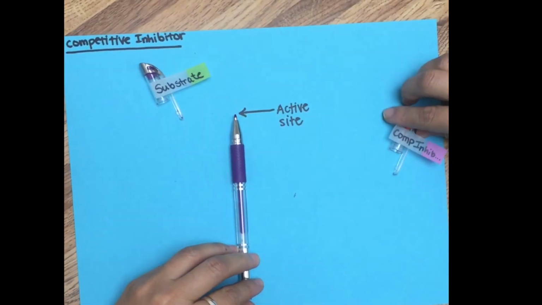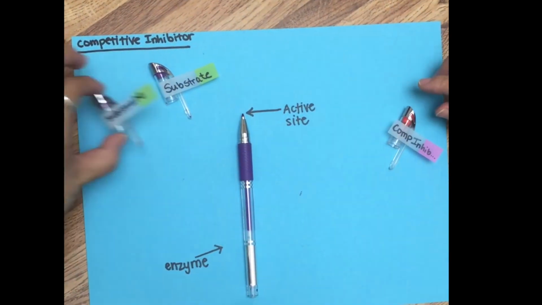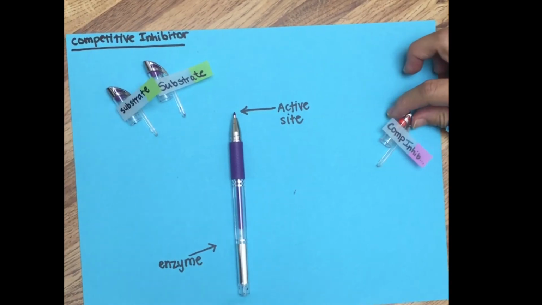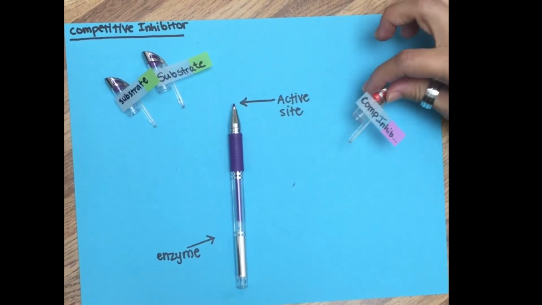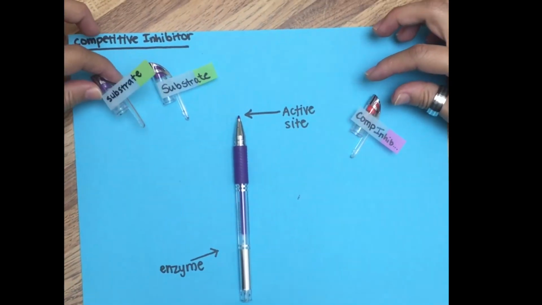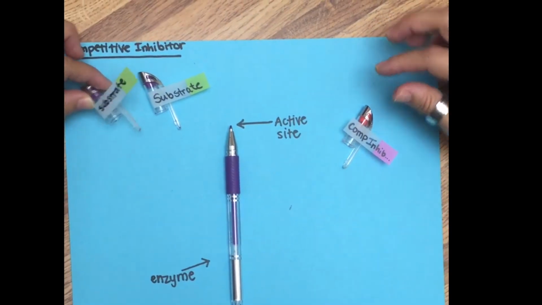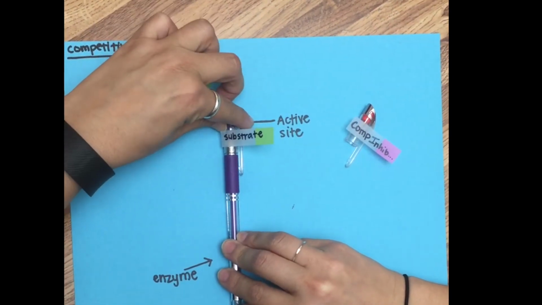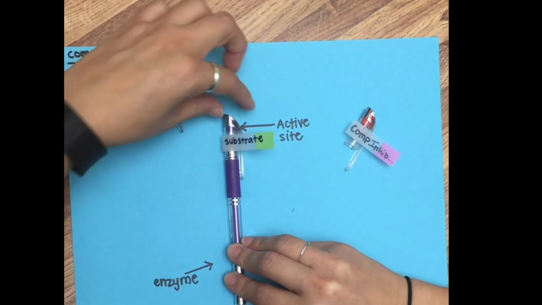In the case of a competitive inhibitor, if you add more substrate, you'll be able to reverse the effects of a competitive inhibitor. So here we have more of a chance of the substrate binding to the active site to then create products.